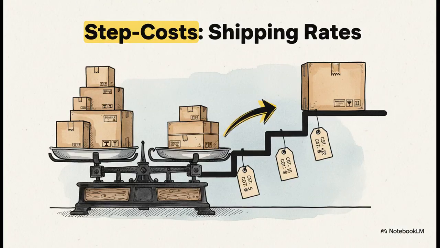This is the math that models any kind of tiered pricing system. We're talking postage, shipping rates, even some cell phone data plans, where you get charged for the next whole gigabyte the second you go over your limit. The math of that price jump is captured perfectly by the floor function.